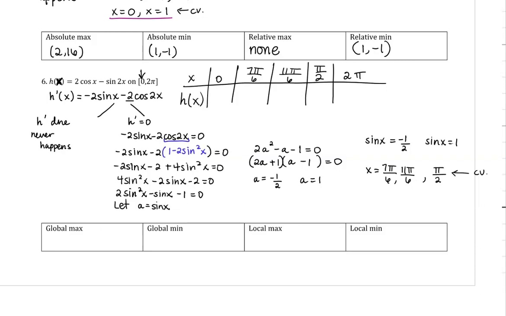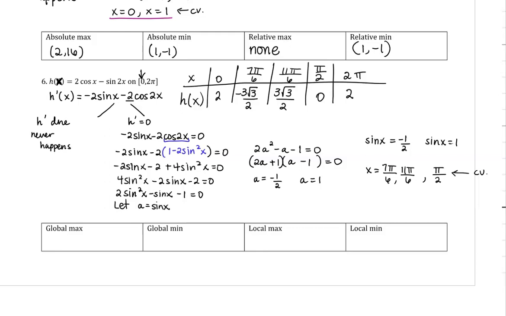So when we plug in 0, we get out 2, and I'm just evaluating this using a unit circle. When I plug in 7 pi over 6, we're going to get out negative 3 root 3 over 2. When we go on to plug in 11 pi over 6, we're going to get out a positive 3 root 3 over 2. When we plug in pi over 2, we get out 0. And when we plug in 2 pi, we get out 2.